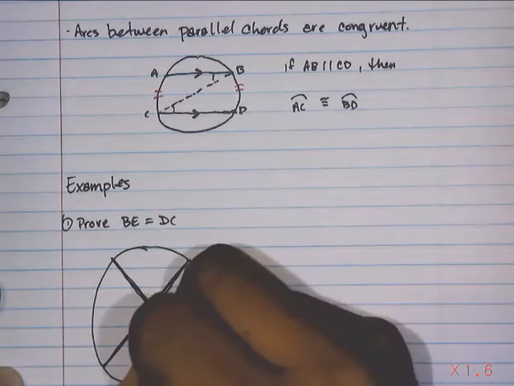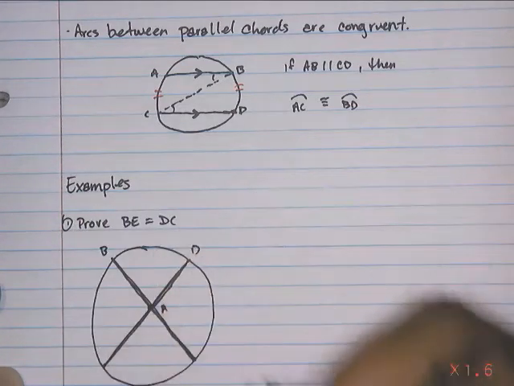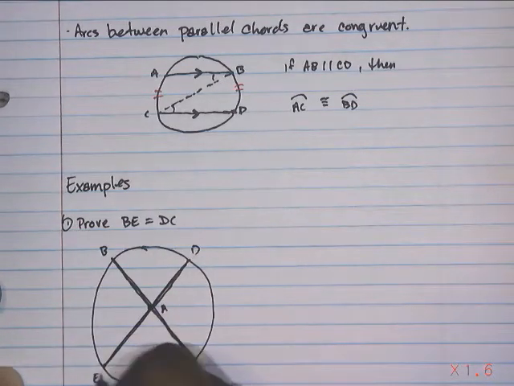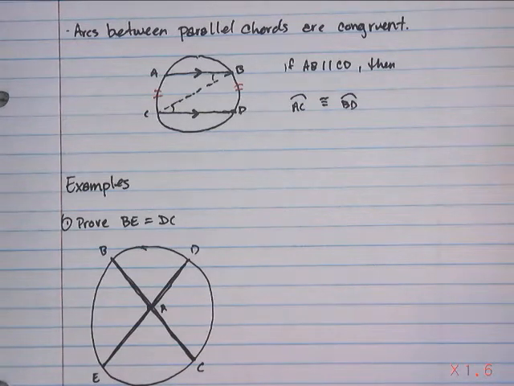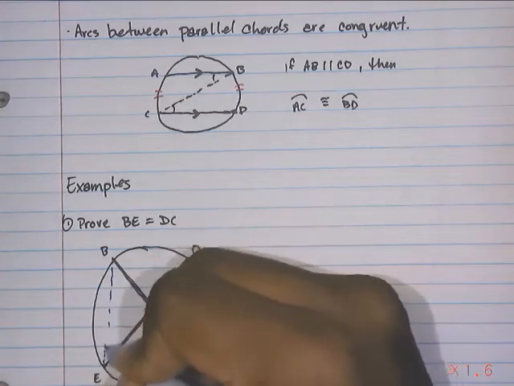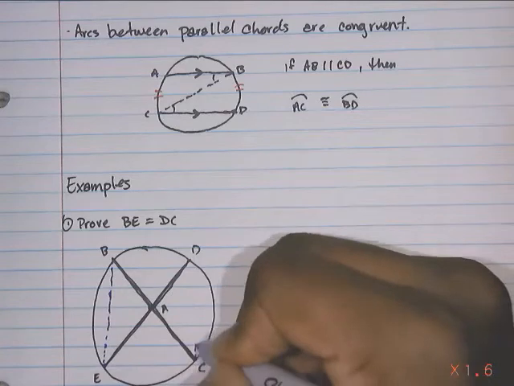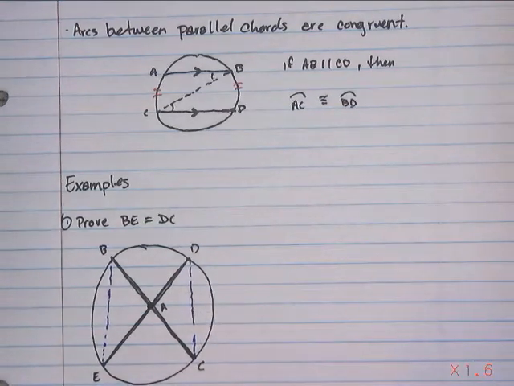Okay, here's another. So here's center A. This is B. That's D. And that's C. So this is what's given to us, and they're asking us to prove that this chord, which is not drawn in here, equal to this chord. They're asking us to prove that chord BE will be congruent to chord DC.